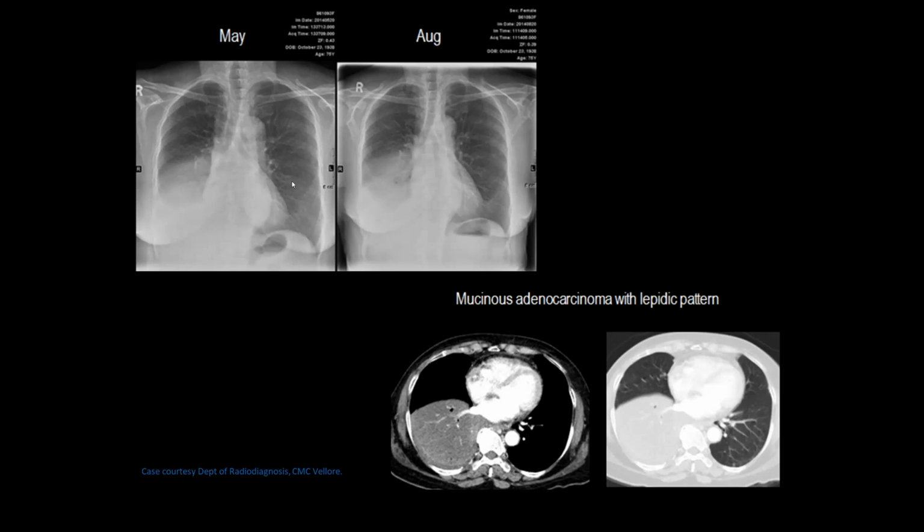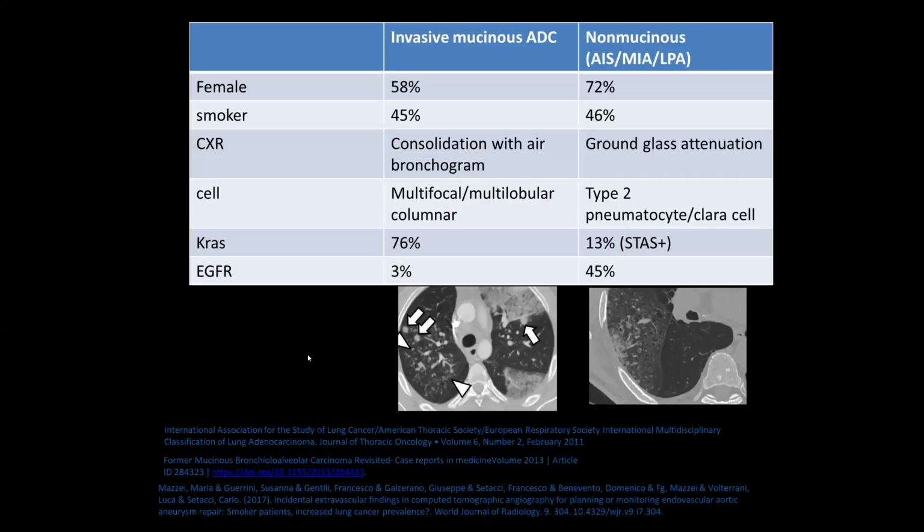Okay, so this is a classical example. You can also note that the fissures are bulging. It is not concave. It's a nice bulging fissure. The entire thing is homogeneously consolidated. So this is an example of a mucinous adenocarcinoma.